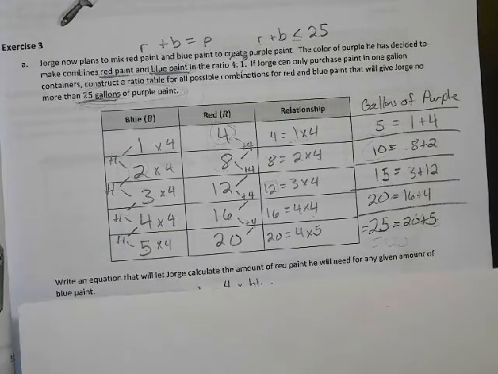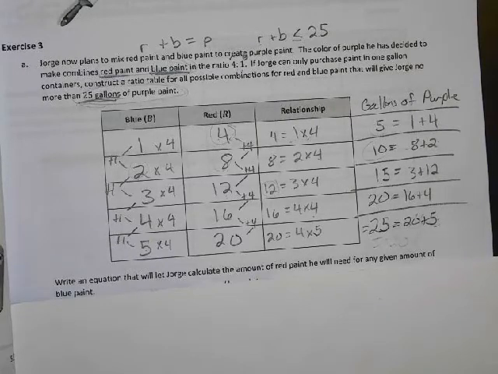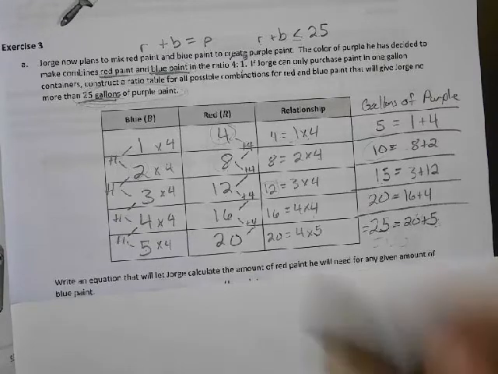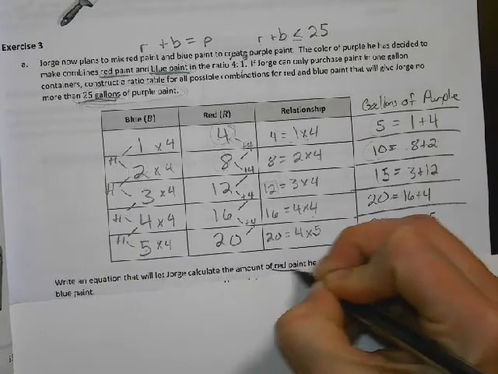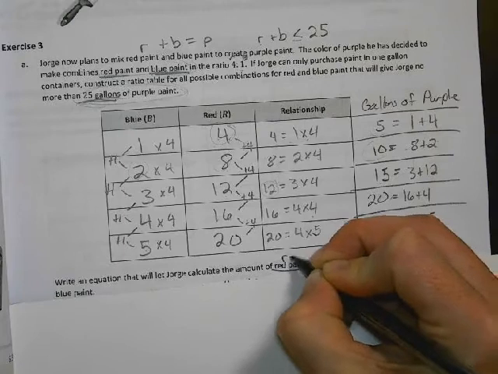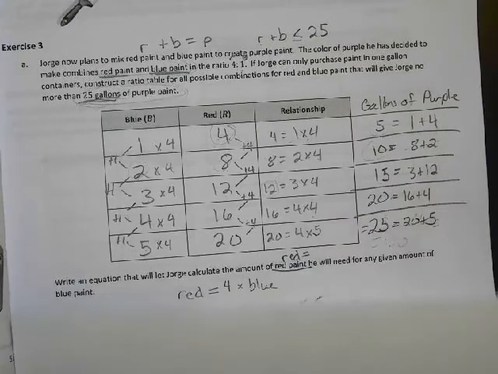So my equation, it asks to find one. It says, write an equation that will let Jorge calculate the amount of red paint he will need for any given amount of blue paint. So that means that they want us to start with red paint. So this here tells me I need to do red paint equals blank.